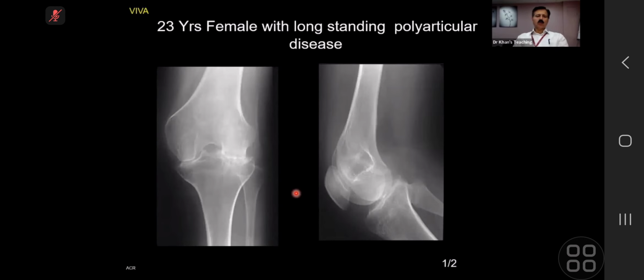Classical exam film. Over to you. Okay, so this is a frontal and lateral radiograph of the knee for a 23-year-old female.